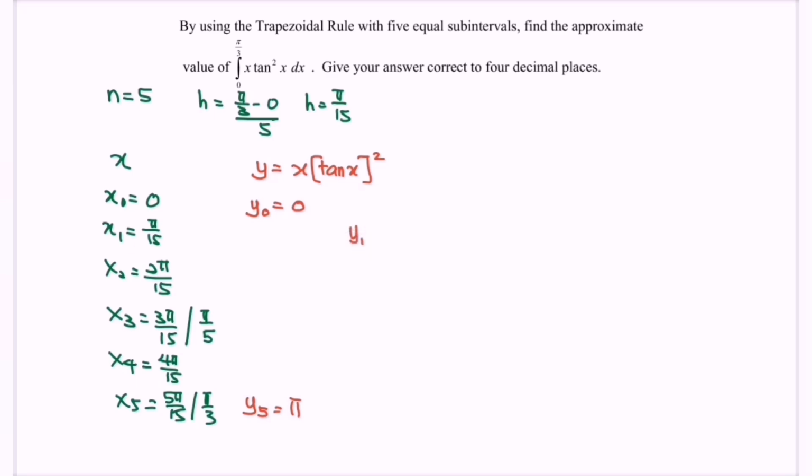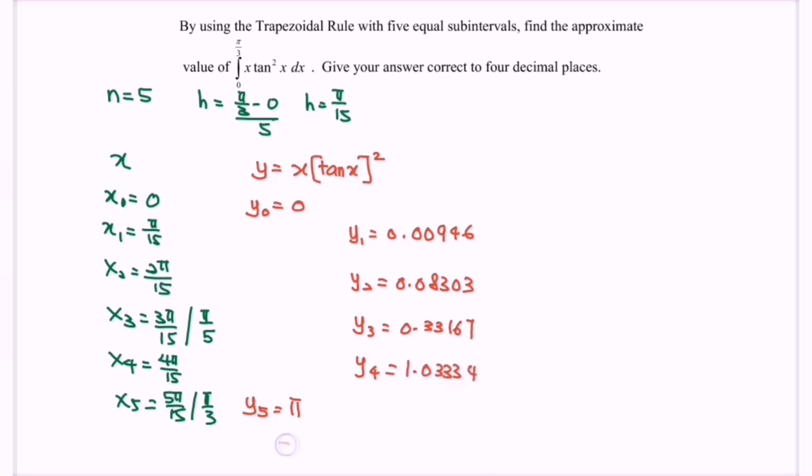The value for y sub 1 is equal to 0.00946. Y sub 2 is equal to 0.08303. Y sub 3 is equal to 0.33167. Y sub 4 is equal to 1.03334. If we sum up, we have pi, and then we have 1.4575. Kindly substitute into the formula.